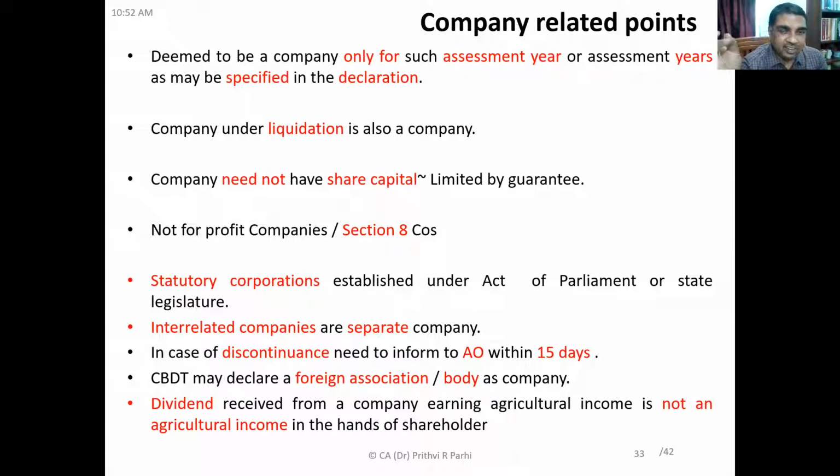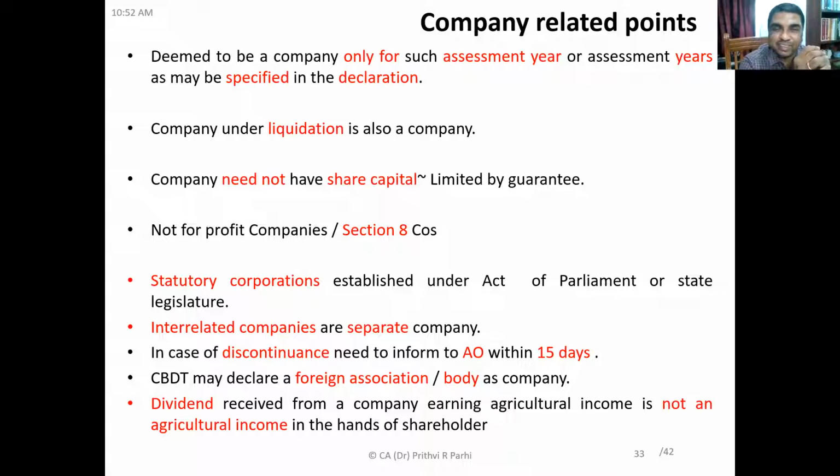Then interrelated companies, let us say holding company, subsidiary company, or associate company, all of them are separate companies. As regards company, you have to remember one more thing. In case a company is going to be discontinued, then the assessing officer needs to be intimated within 15 days. Then one more thing, CBDT may also declare a foreign association or body as a company.